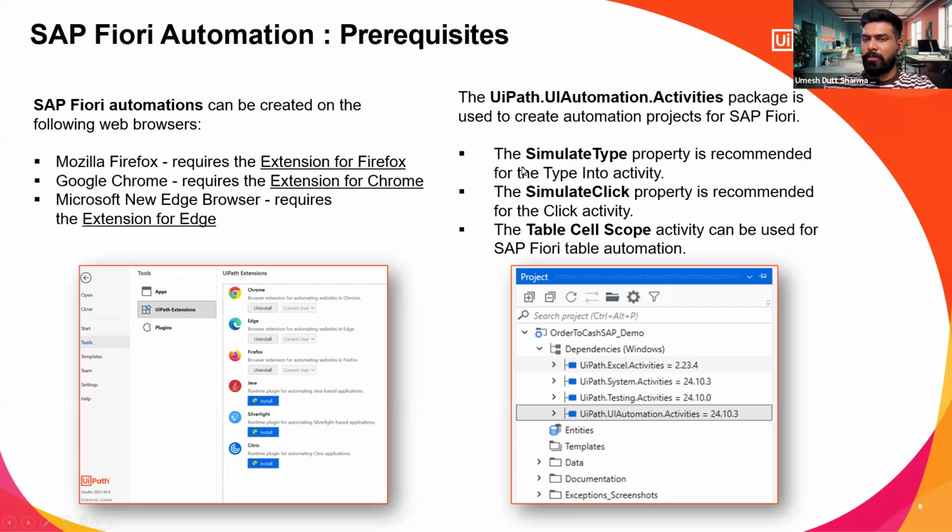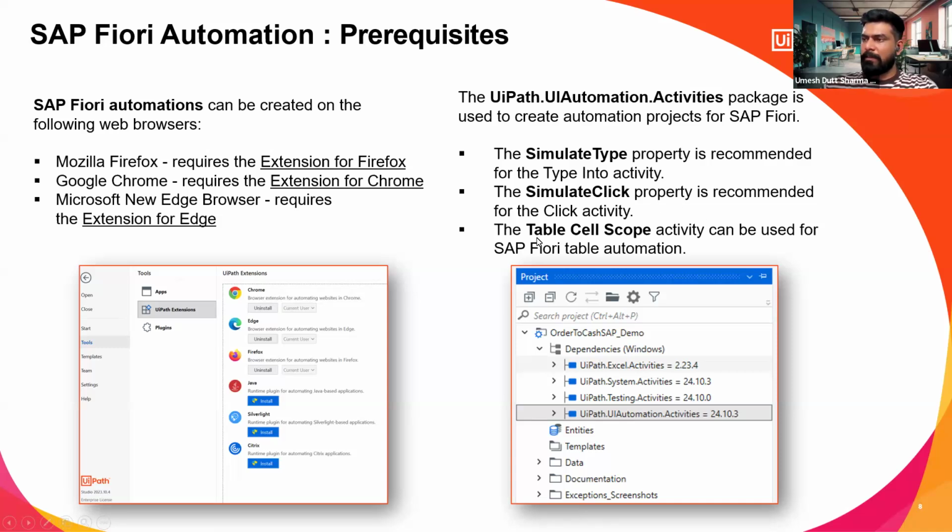So we should always be using simulate type whenever we use a type into activity. The benefit of this is it can interact with the web elements that are available on the web page or web browser in the background as well. So even if the screen is not in the foreground, the bot will be able to click or type in the background itself. So simulate type for type into activity and simulate click for click activity is recommended. I'll show you where we can do this.